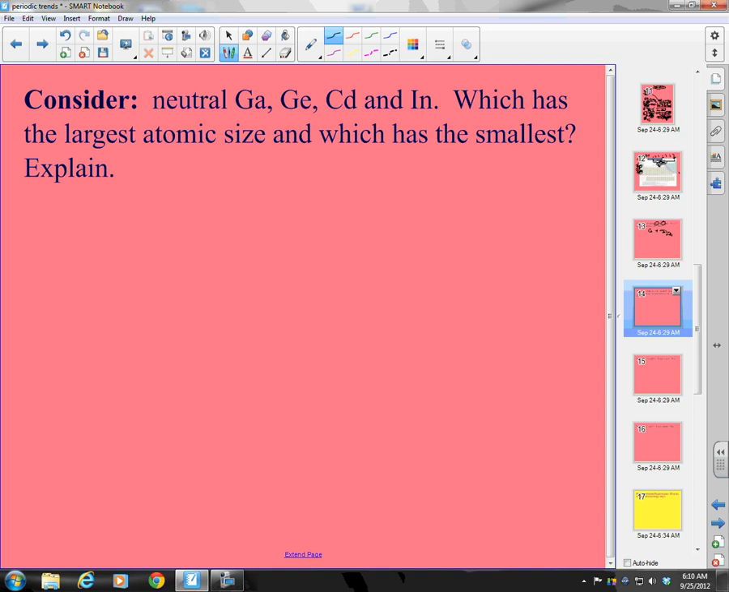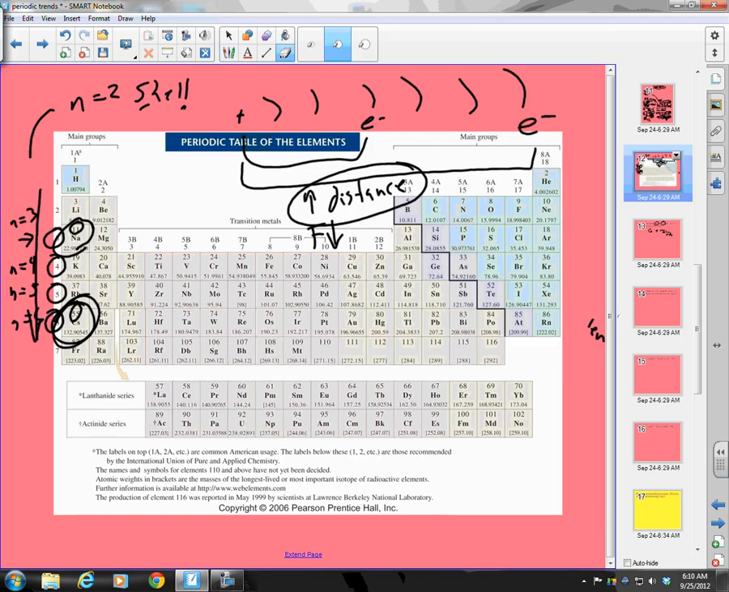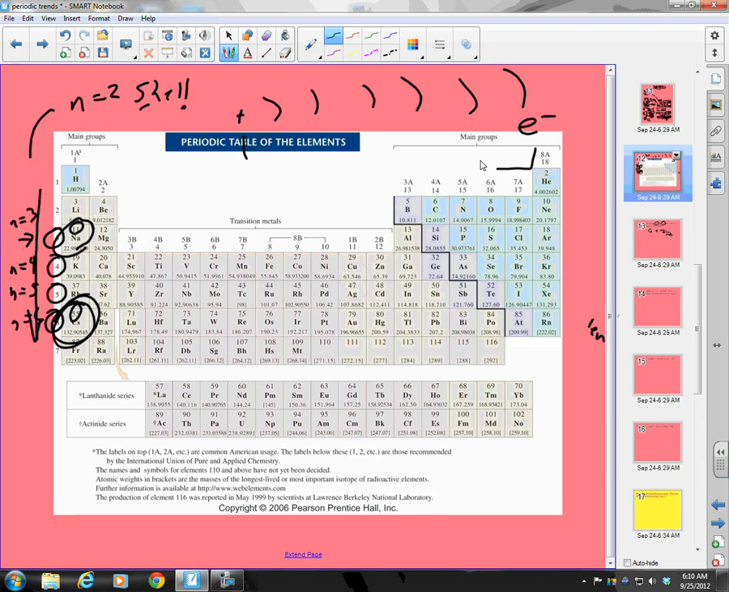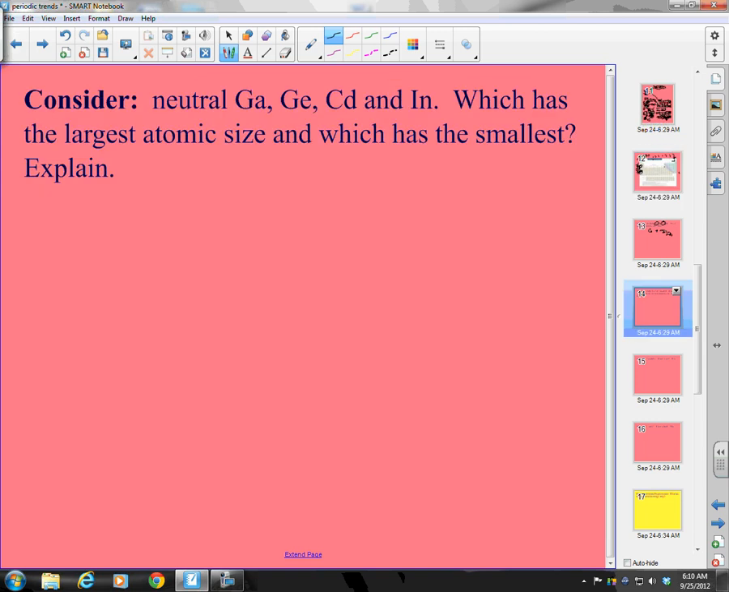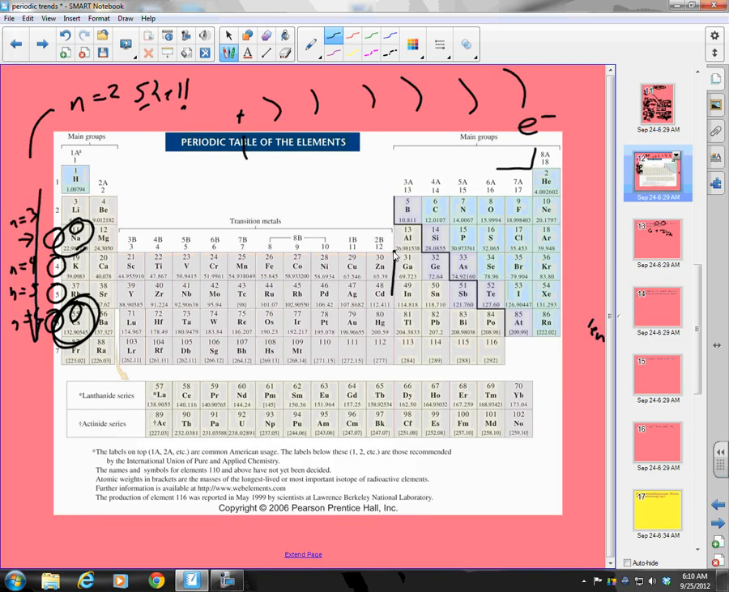Well, let's find these guys on the periodic table. Let's get rid of some stuff here. We need to find what? Gallium, germanium, indium, and cadmium. Okay, there we go.